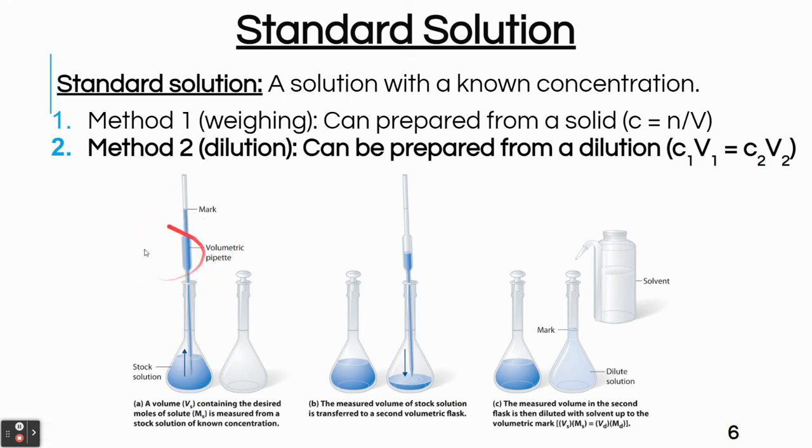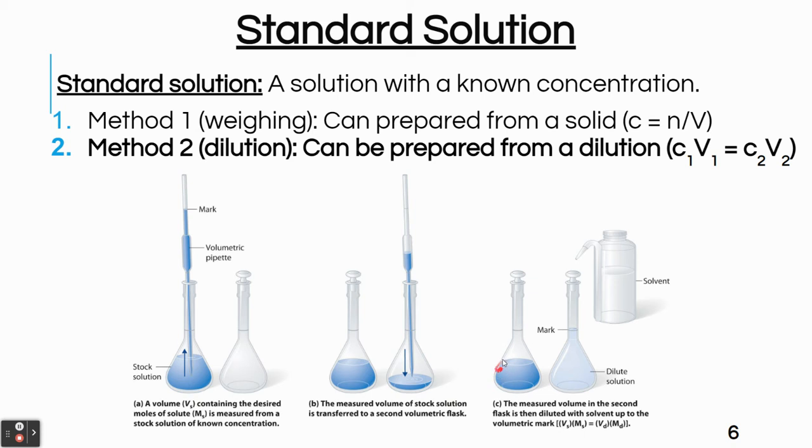You use a special pipette called a volumetric pipette, and more details to come later. You take a little bit of your concentrated solution using that pipette, and you put it into your new flask. This is your new flask here. You then add solvent, which is water, up until the mark, the etched line, as you normally would for the meniscus. And now you have a more dilute solution.